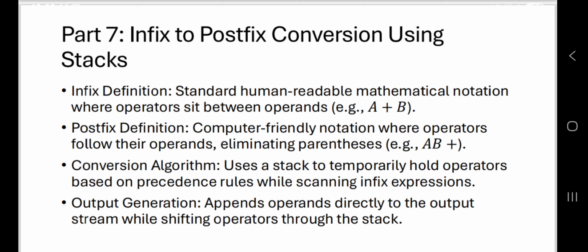This is the computer-friendly notation where operators follow the operands, completely eliminating the need for parentheses, such as AB plus. The conversion algorithm uses a stack to temporarily hold operators based on precedence rules while scanning infix expressions. It generates output by appending operands directly to the output stream while shifting operators through the stack.